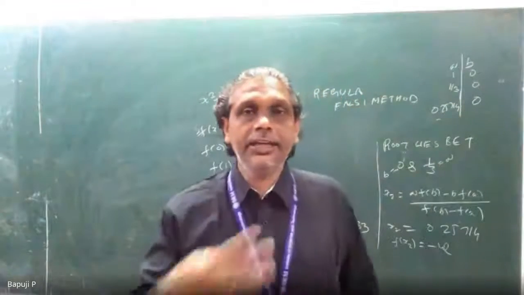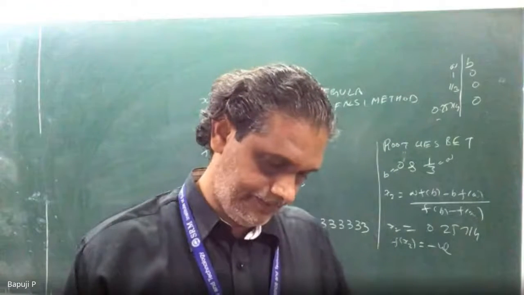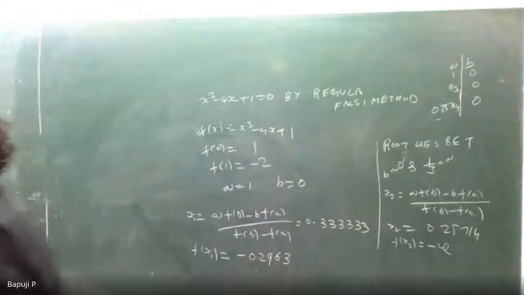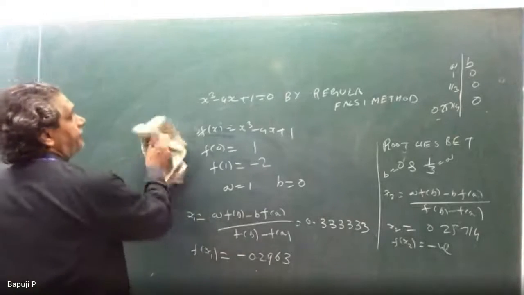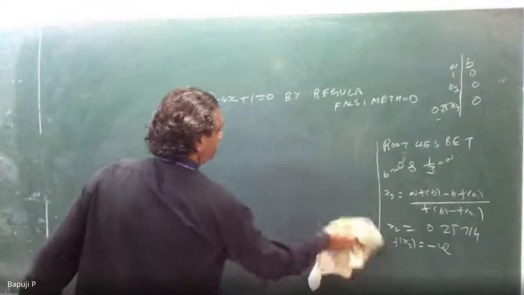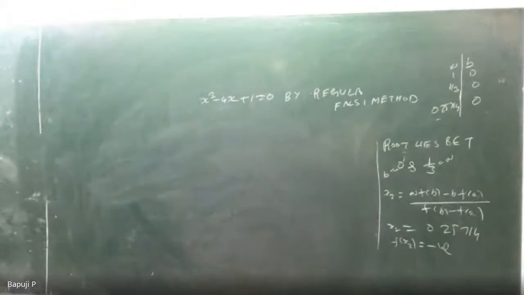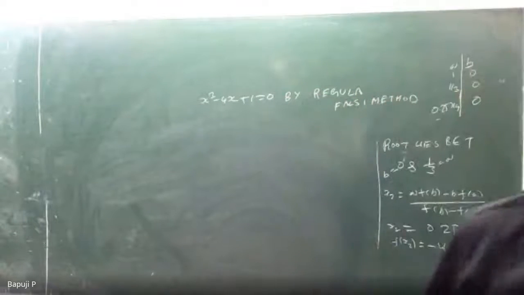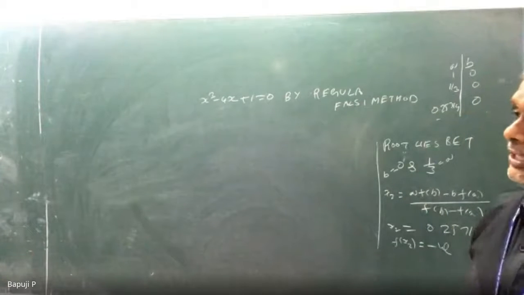Like this, you can write. Again, you can find x3. Go find out fast. Formula, don't forget it: a into f of b minus b into f of a, divided by f of b minus f of a. That pattern you don't forget. For same values you can subtract.